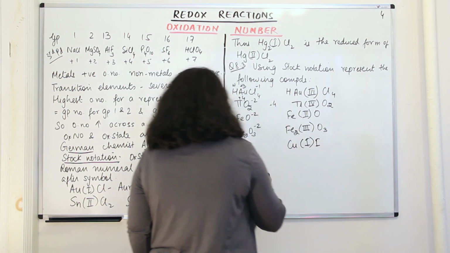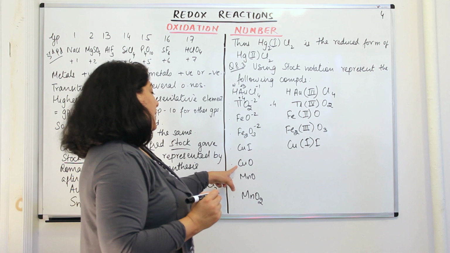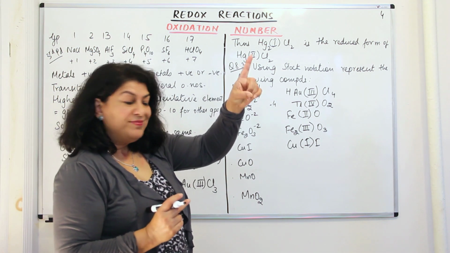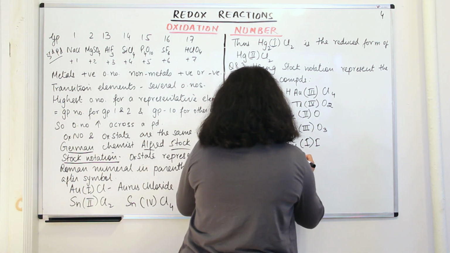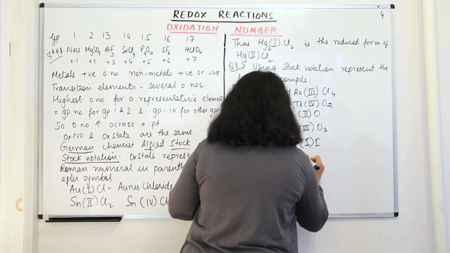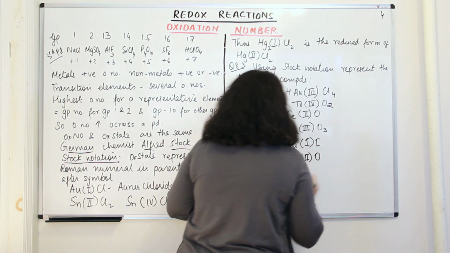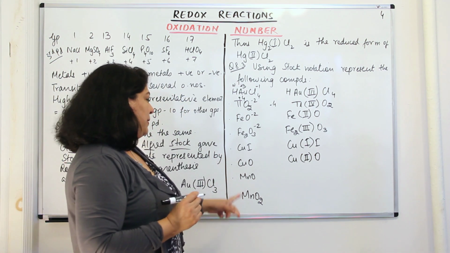Iodine. In cupric oxide, oxygen has charge of -2. So copper should have charge 2 here. So and oxygen is -2. In order to balance that, it should be a +2.